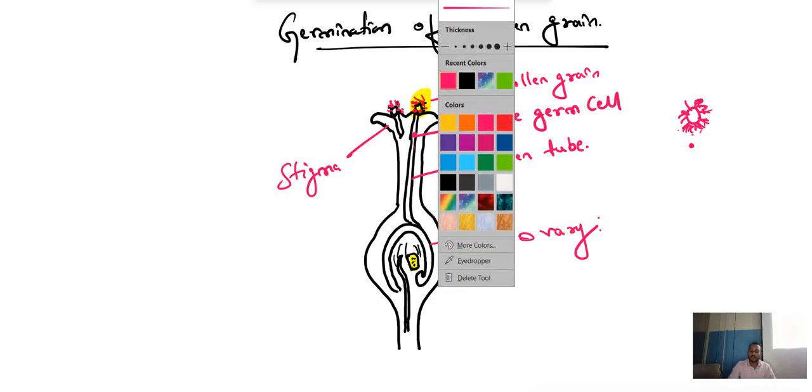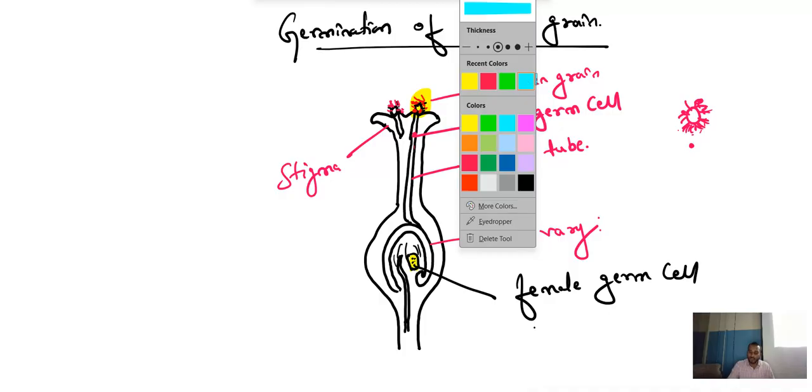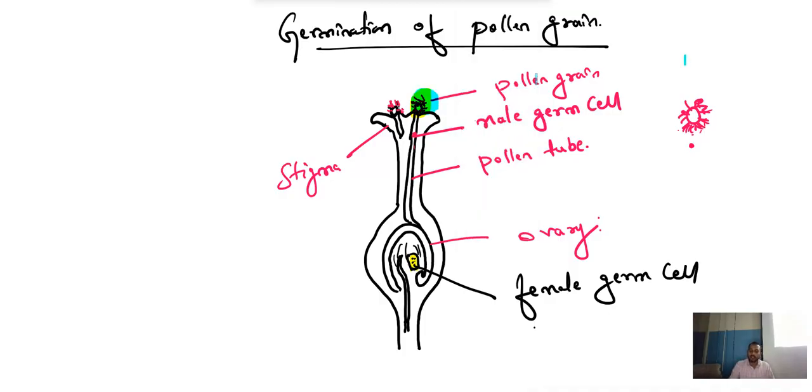Now, this female part, are you getting it, children? Inside this, we have the female germ cell. Where are the male germ cells present? Male germ cells are present here. Where are the female germ cells present? Inside the ovary. So this is the diagram of germination of pollen grain. Is it easy? Simple. How to draw the diagram of germination of a pollen grain?